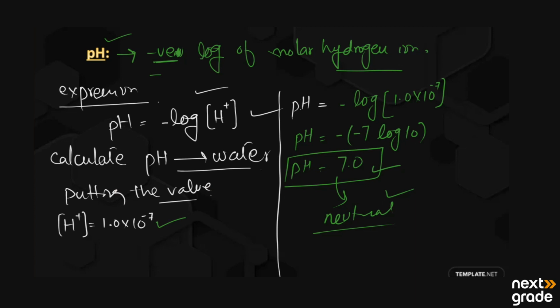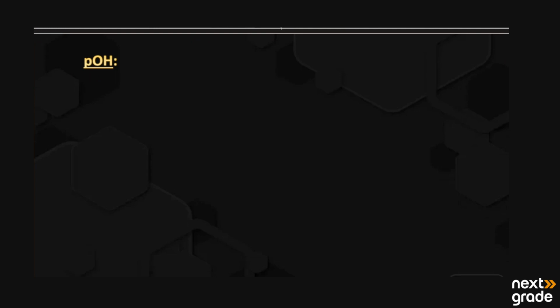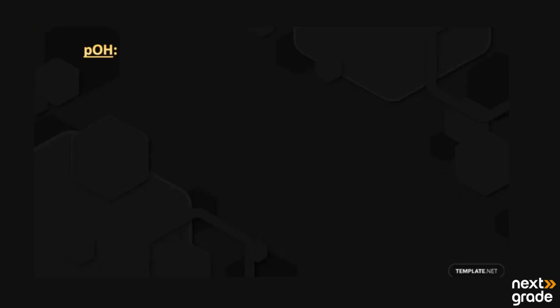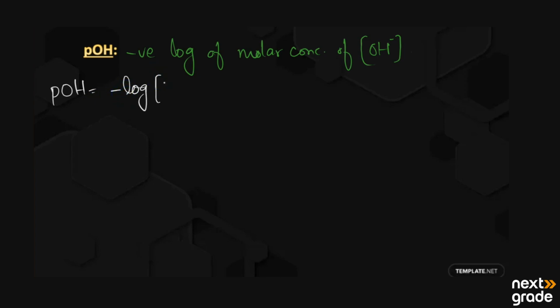After that we have the scale for pOH. What do we mean by pOH? pOH is the negative log of the molar concentration of hydroxide ions. Its mathematical expression is pOH equals negative log of the molar concentration of hydroxide ions. Molar concentration means concentration in moles per dm cubed.